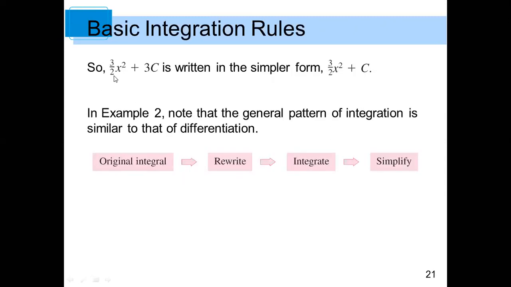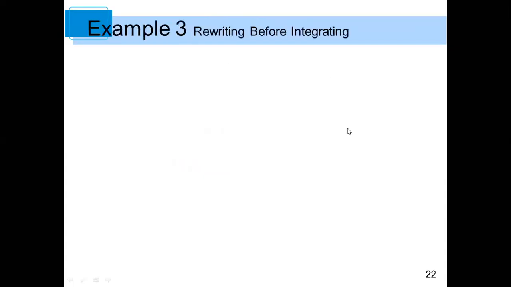So 3/2 x squared plus 3c is written in a simpler form of just 3/2 x squared plus c. So note the general pattern of integration is you take the original integral, rewrite it, integrate it, and then simplify it. So let's talk about some of that.